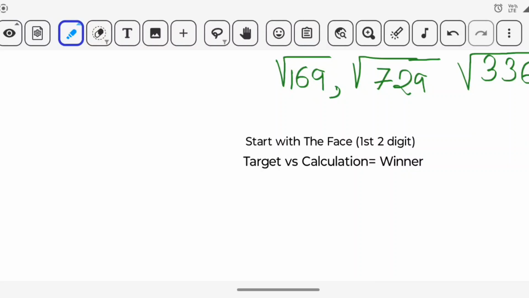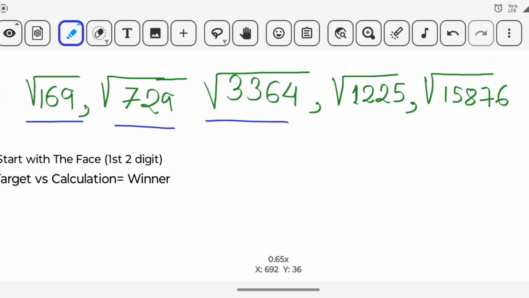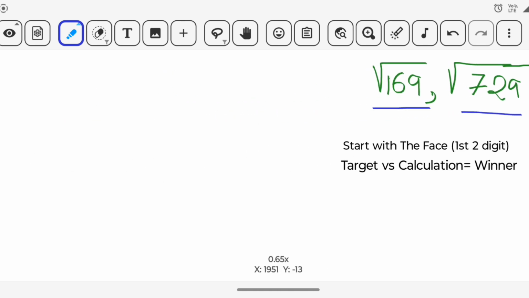Hello there. Today we will learn how to calculate the square root of any number. So you have written so many numbers and we have to calculate the square root of these numbers. Before we start, first write down this technique: the squares of the first nine numbers.